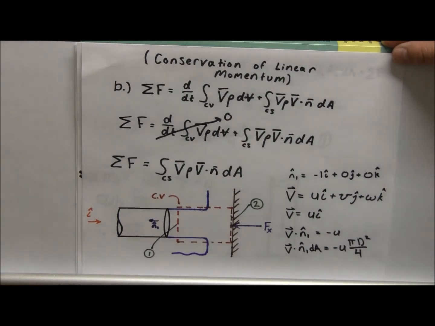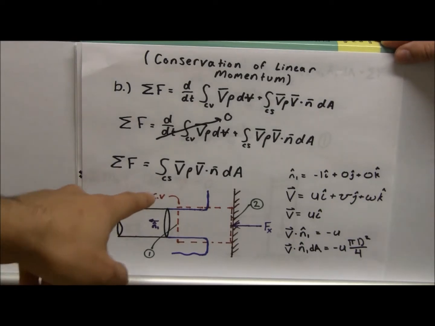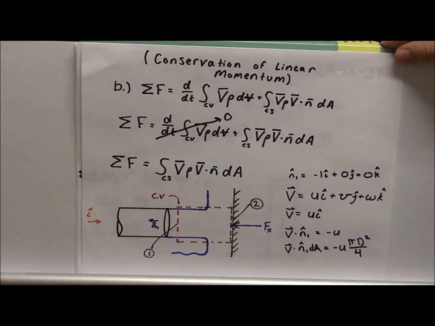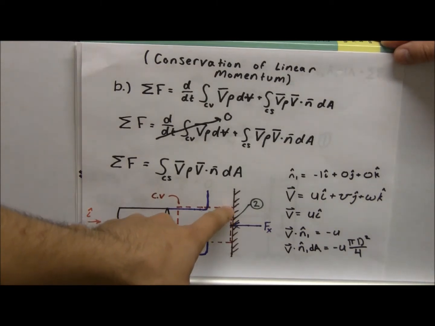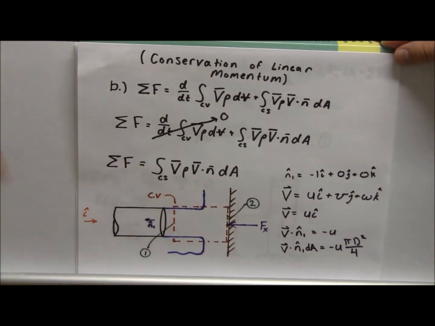So it was necessary to define a control volume, and here in red dashed lines we define our control volume. The only force we said was acting on it is Fx, and that's acting in the opposite direction of our defined unit vector, which is i hat. Section 1 is the entire face here, and section 2 is the entire face here.